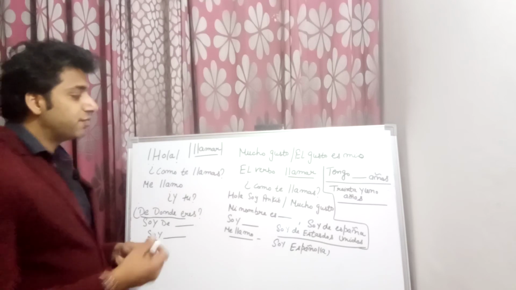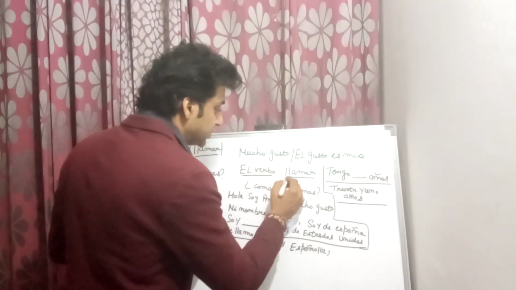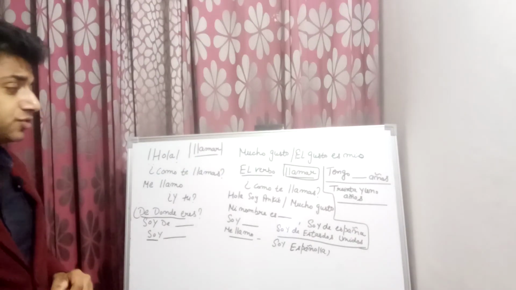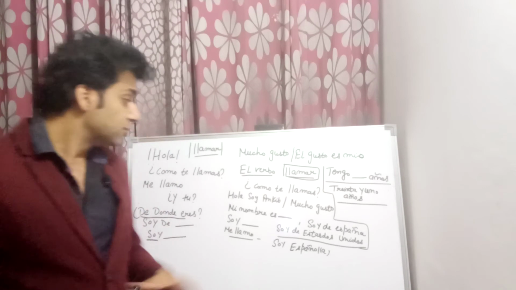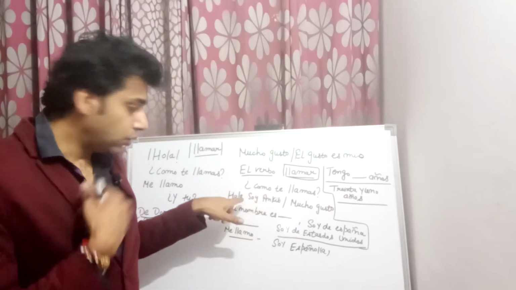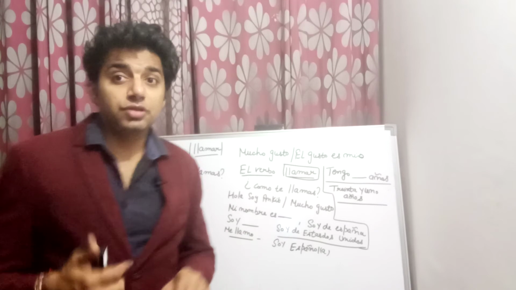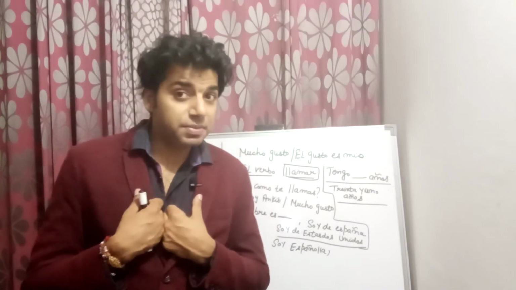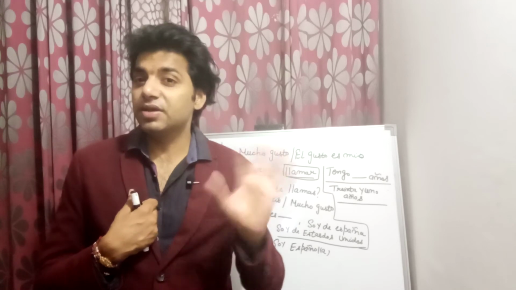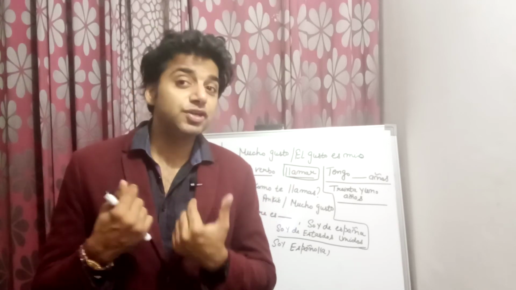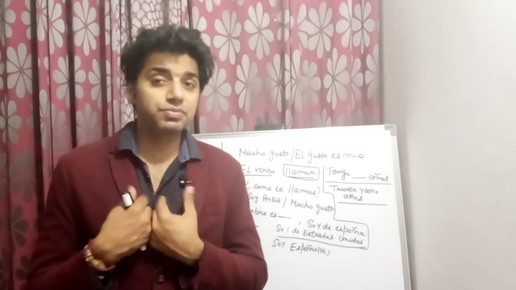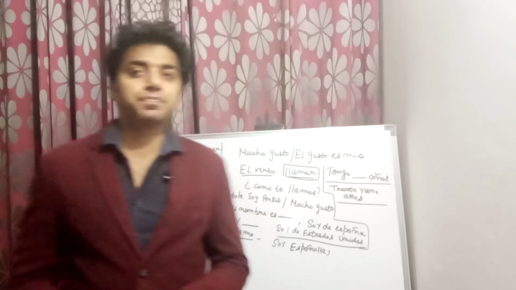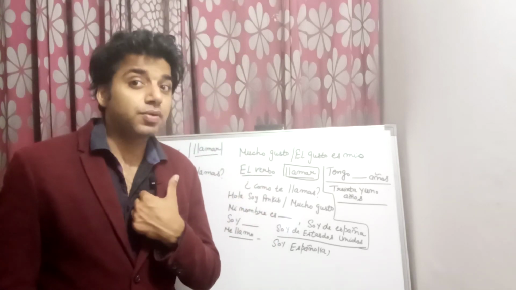So we have a verb, llamar. As I already explained to you, llamar is a verb, basically to call. So we have a conjugation. ¿Cómo te llamas? Hola, me llamo. There are a lot of ways to introduce myself in Spanish. If I say, my name is Ankit, I say, hola, me llamo Ankit. If I say, I am Ankit, yo soy Ankit, soy Ankit.